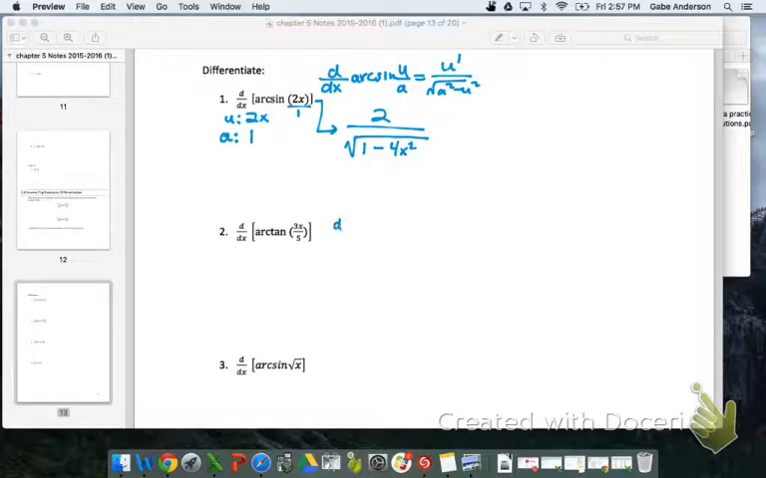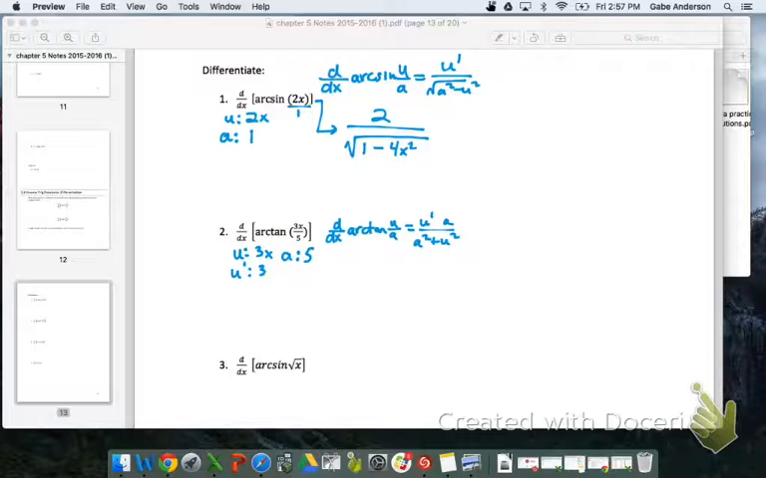Okay, so we know the derivative of arctangent of u over a equals u prime times a over a squared plus u squared. That's actually the one that we proved a few minutes ago. So again, it's going to come down to deciding what my u and my u prime and my a would have to be. So u then would be 3x, u prime would be 3, and a would be 5. So knowing that formula, this is pretty simple. It's just to plug it in and make it work.